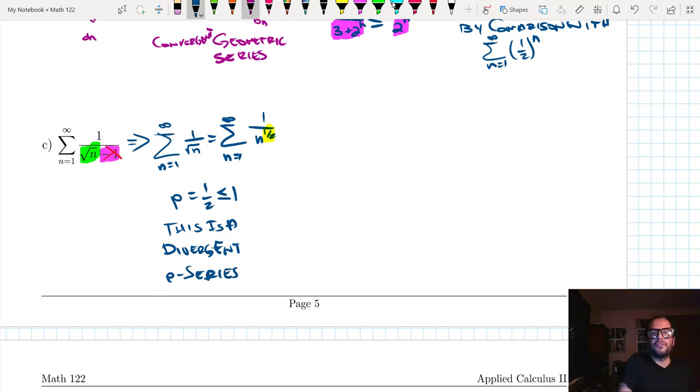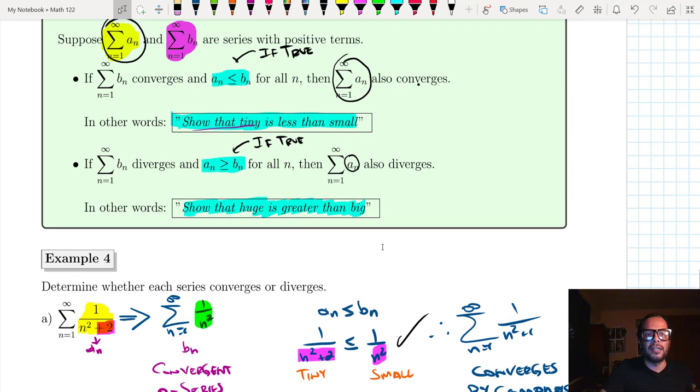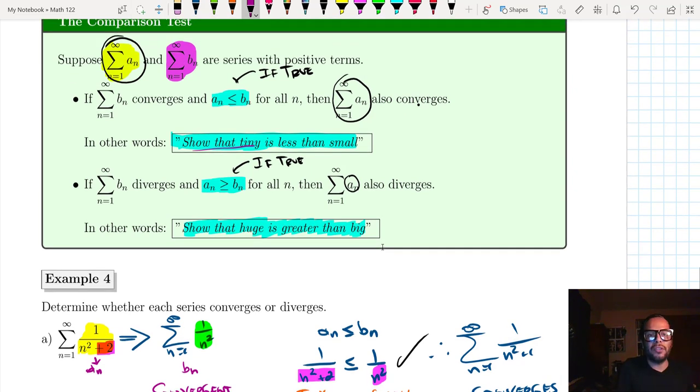Okay, let's recall again that this is our a sub n, and the new series gives us the b sub n. Okay, so notice in this case we're looking at divergence. So let's go up to the table here. So for divergence, we are not going to show that tiny is less than small. In this case, we are going to show that huge is greater.